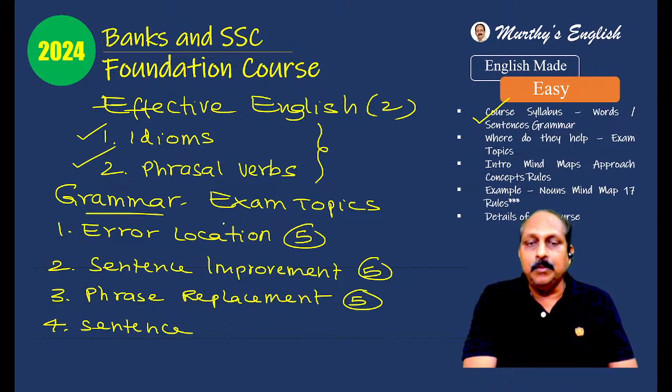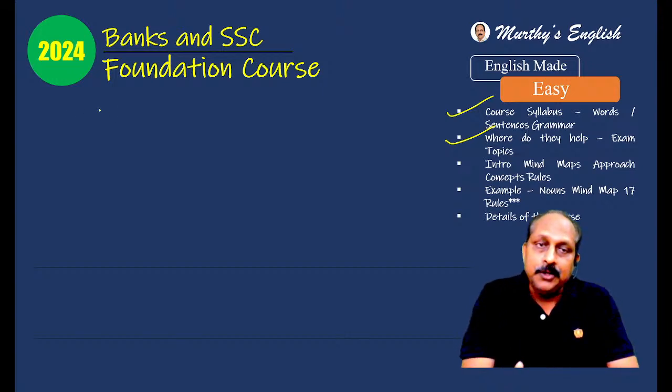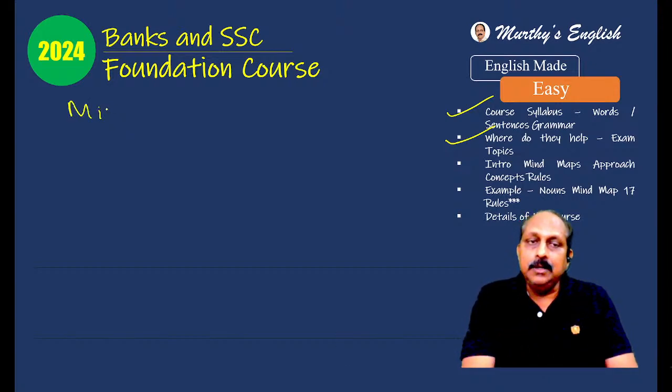So once you learn grammar, why should you learn grammar? You have to learn grammar because they ask questions based on grammar. And what are the exam topics that come under grammar? Error location, sentence improvement, phrase replacement, and correct sentence or wrong sentence. Next dimension, I have touched this: mind maps, how to master. What is today's session about? It is about how to master English grammar. You can master English grammar with the help of mind maps.